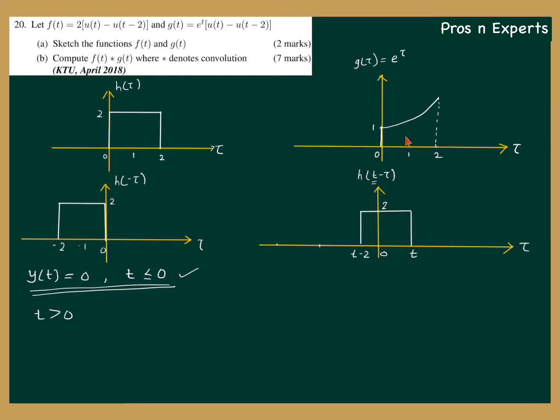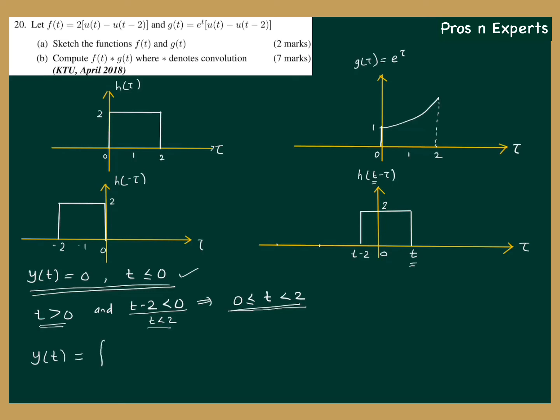I hope you can understand this condition. Now the leading edge is overlapping with g of tau, but t minus 2 is not overlapping. So how can you write down that condition? t is greater than 0, obviously, because the leading edge is inside g of tau. And the trailing edge is not overlapping, which means t minus 2 is less than 0. In other words, we can write it as 0 less than or equal to t less than 2. t minus 2 less than 0 means t less than 2. So t greater than 0 and t less than 2 means 0 less than or equal to t less than 2. Now we have to evaluate what y of t is in this specified condition.